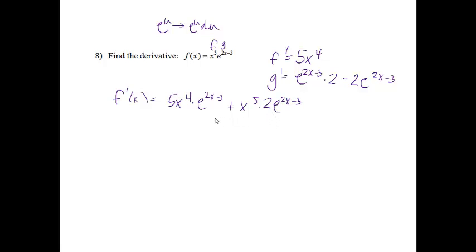Okay, and then I'm going to look at what I could factor out. I notice that they both have an x to the 4th, and they both have an e to the 2x minus 3. So if I factor that out, I'll be left with 5 plus, I still have my 2, and I still have one of the x's, and that is it. That will be my derivative.